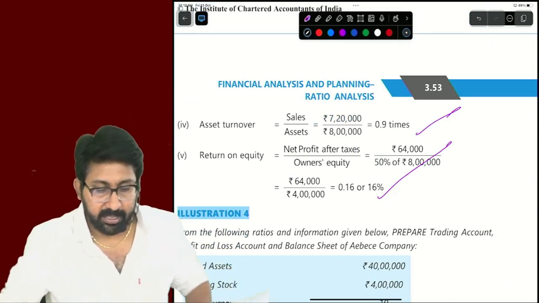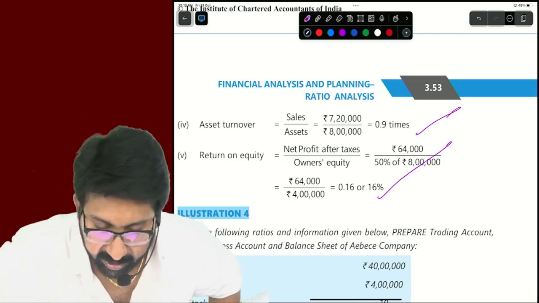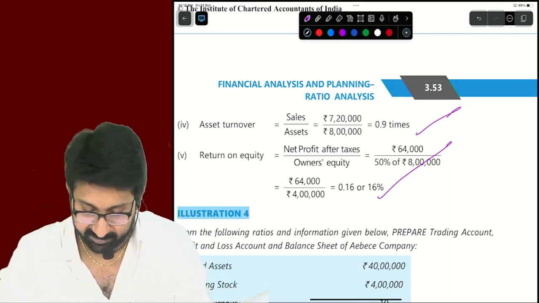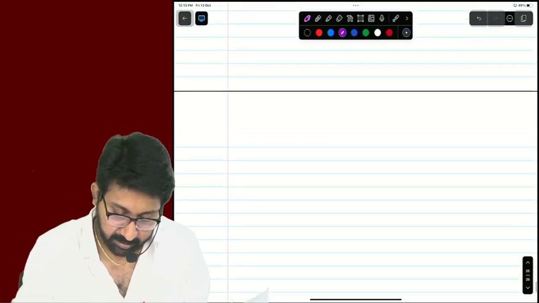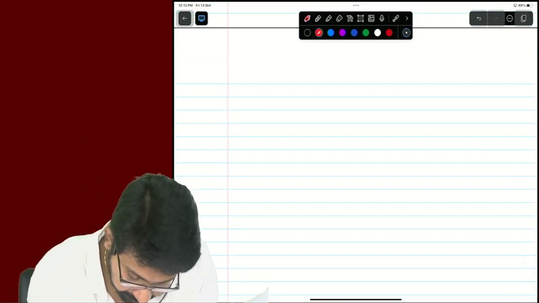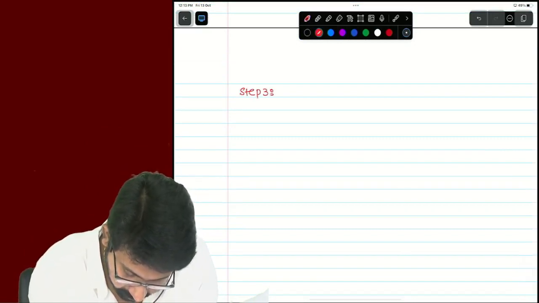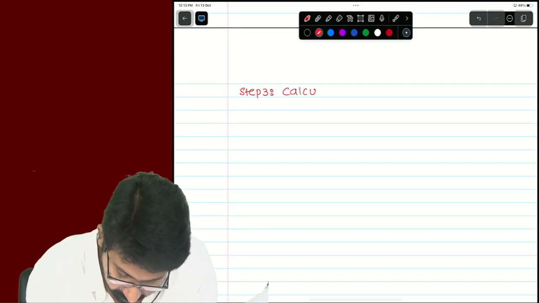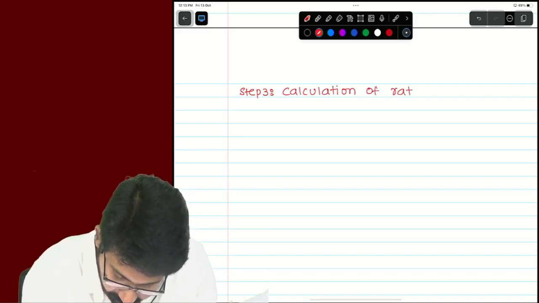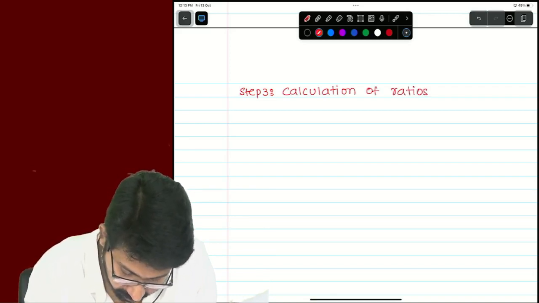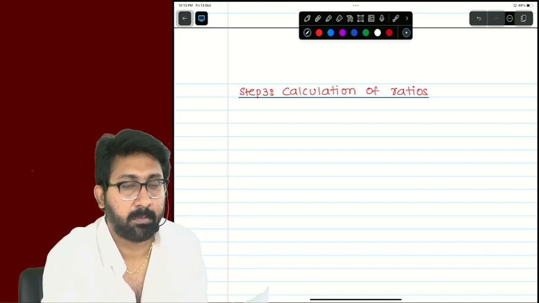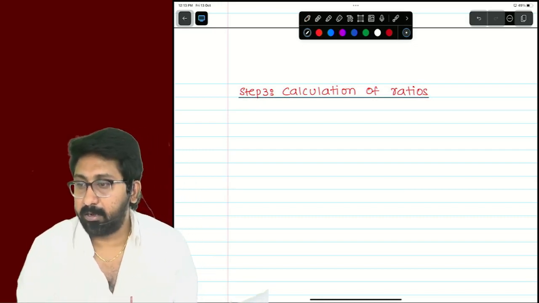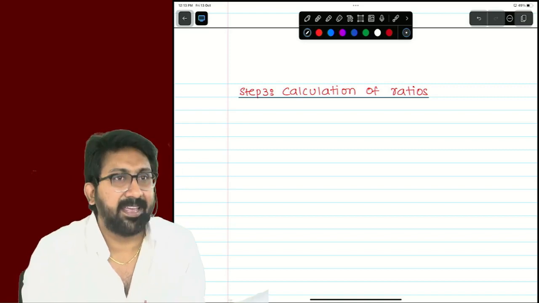Let's copy down and then leave for today. The next question I can't even begin, even if they give time up to 1 o'clock. It takes time. Next one is again a calculations part. Step 3: Calculation of ratios. Write down here. Complete and leave.